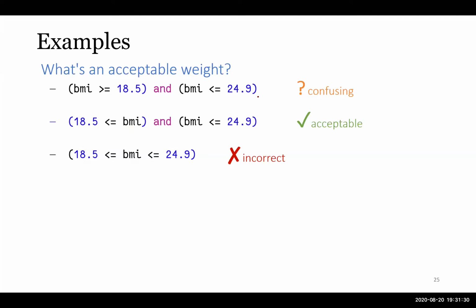Yes, the first statement is valid. You can check: if BMI is 30, this is true, and if BMI is 30, this is false. The problem is it's hard to read, harder to parse. Normally you write 18.5, then BMI, then 24.9, so once you look here, you know that BMI must sit between these two values. Down here, it's quite confusing. Imagine you put it the other way around, BMI less than that and this, so it's very disjoint.